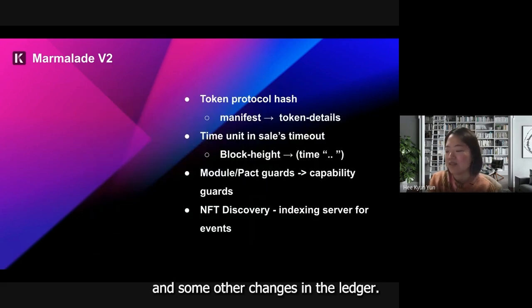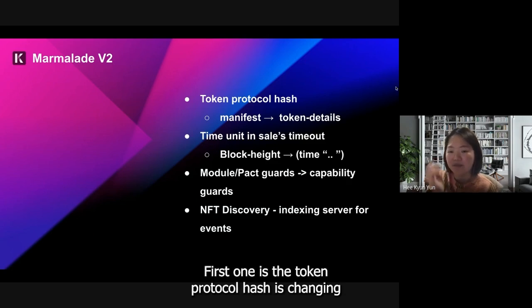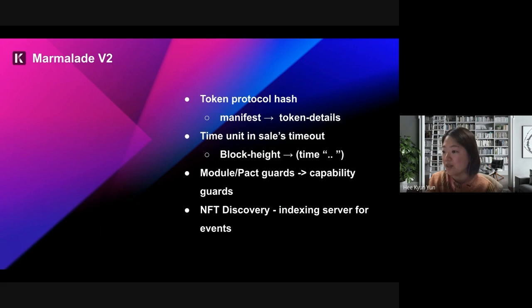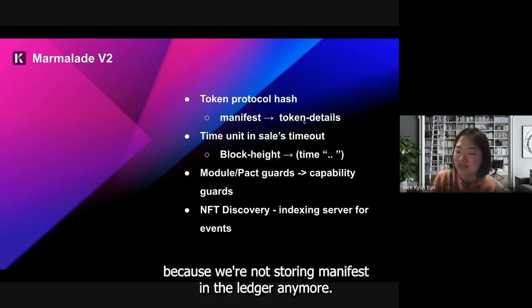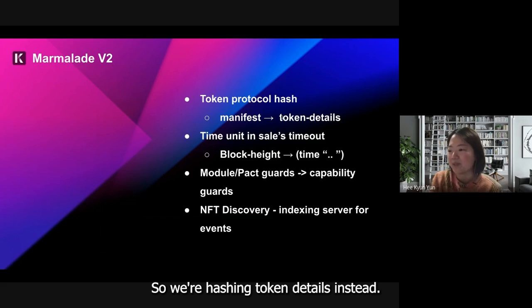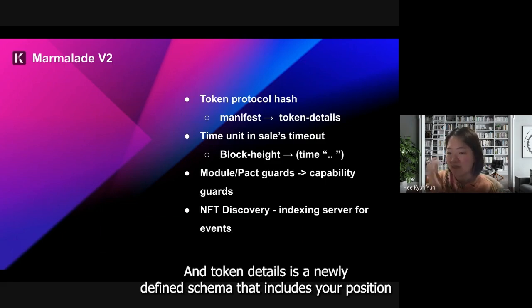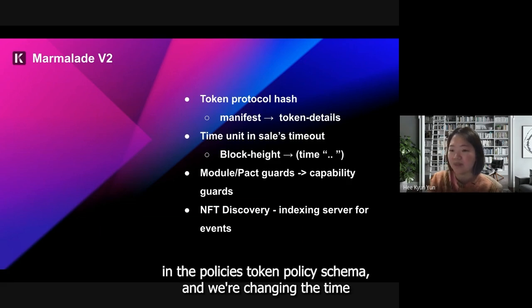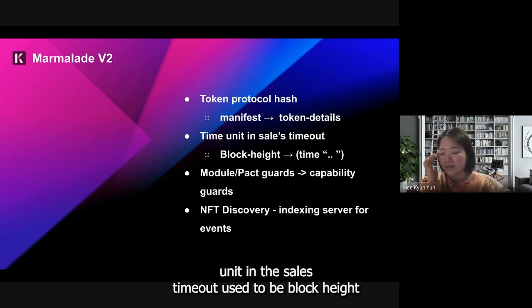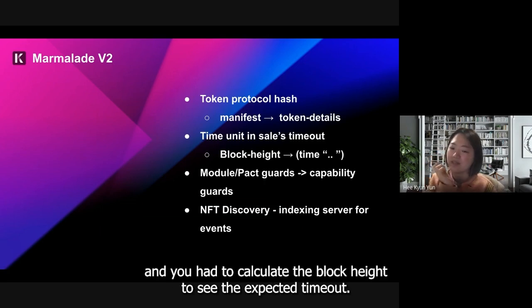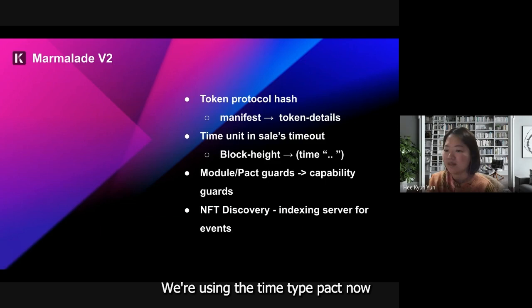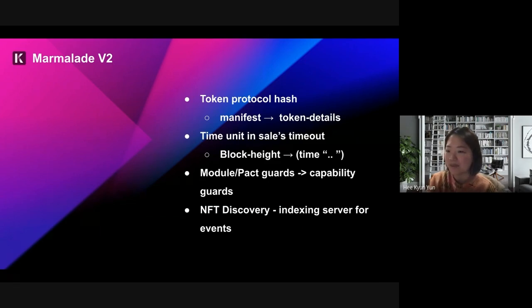And some other changes in the ledger. First one is the token protocol hash is changing because we're not storing manifests in the ledger anymore. So we're hashing token details instead. Token details is a newly defined schema that includes URI, precision, and the policies, the token policies schema. And we're changing the time unit in the sales timeout. It used to be block height, and you had to calculate the block height to see the expected timeout. We're using the time type of pact now.